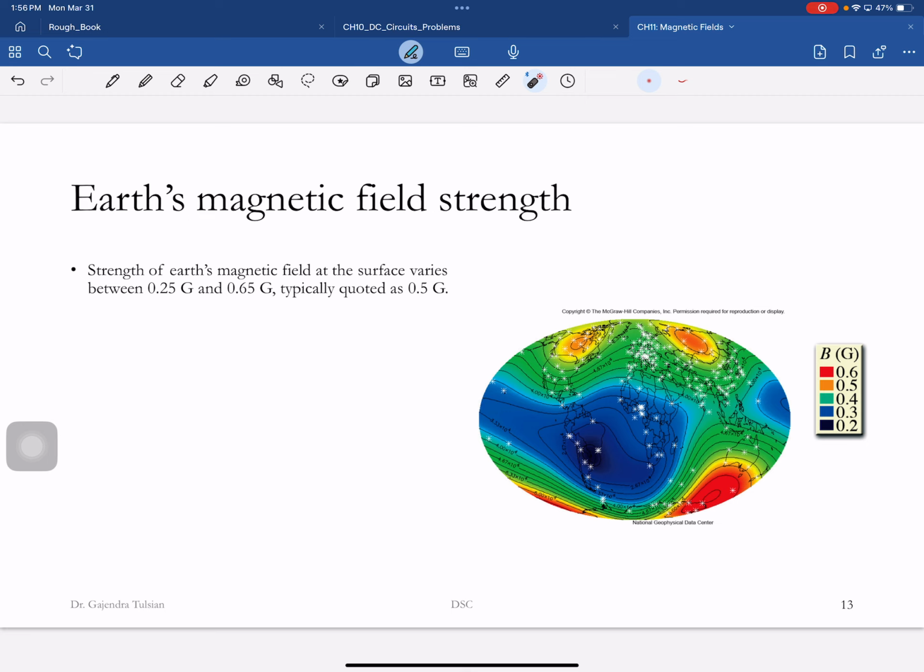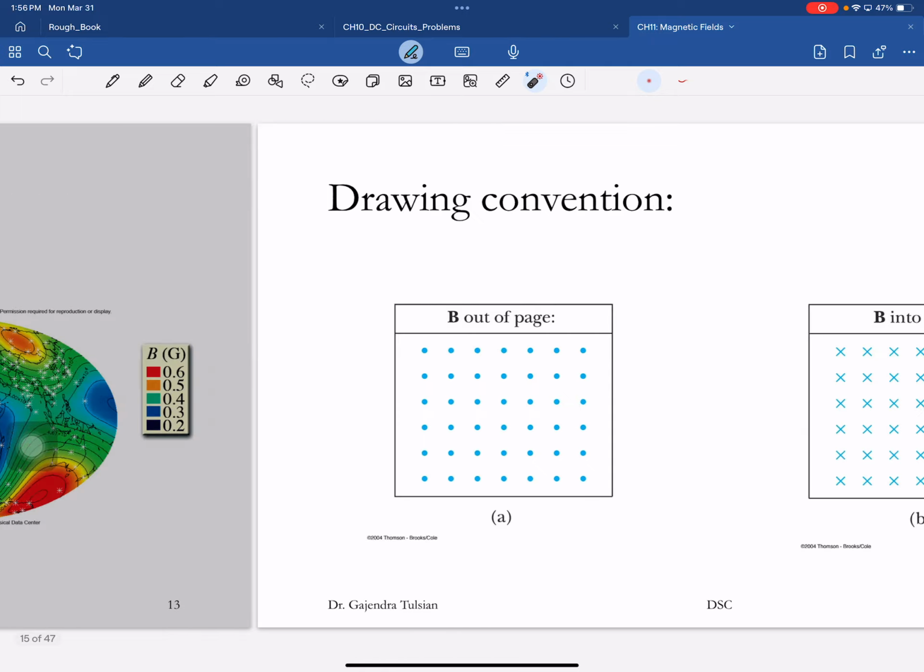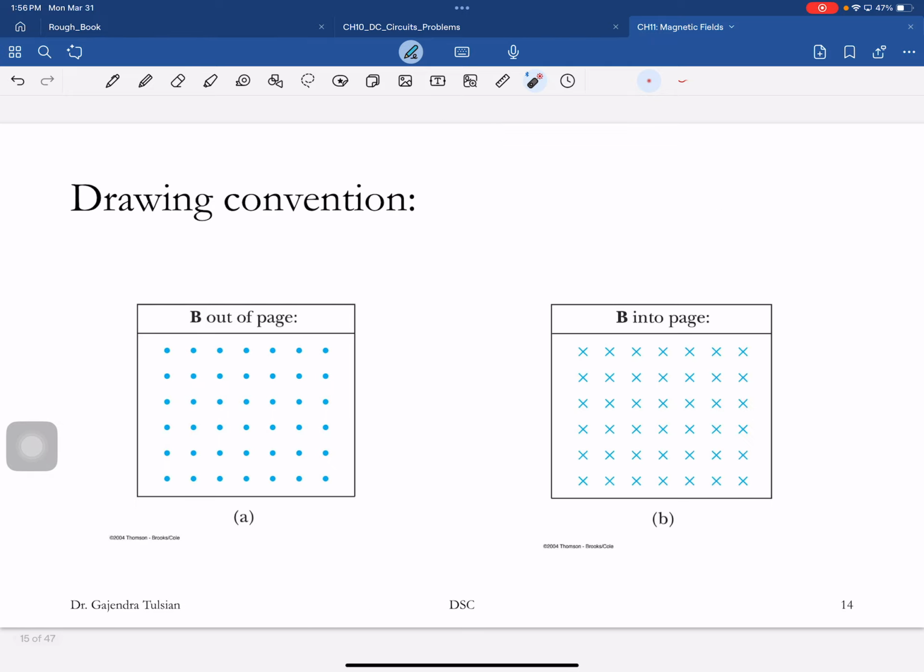Here's the Earth's magnetic field. The Earth's magnetic field on the surface of the Earth is typically about a fraction of a Gauss. So this shows you here the magnetic field is 0.3 Gauss and so on. Here you'll have to imagine things in 3 dimensions.